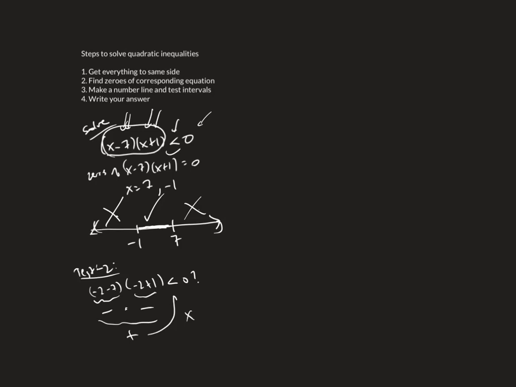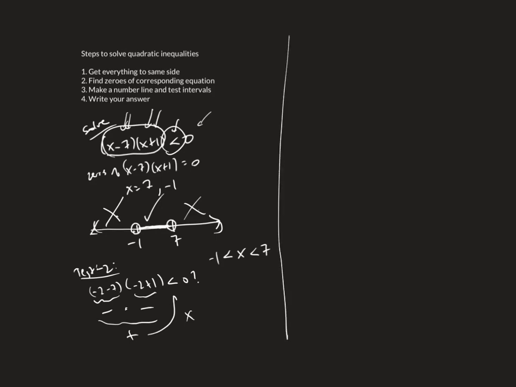And then, remember, if it's not an equal to sign on the inequality, these would be open circles on the numbers themselves, because we're not including where it actually does equal 0. So now I'm ready to write my answer. My answer here would be negative 1 is less than x is less than 7.